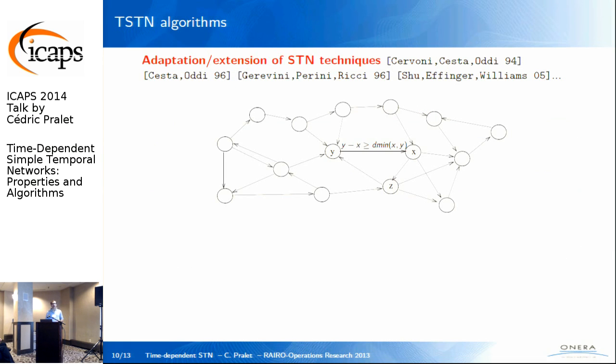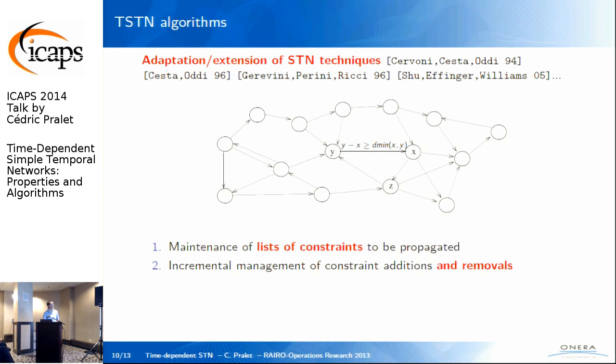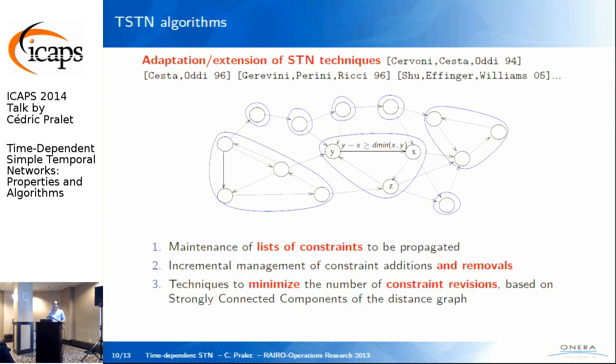On this basis, we define algorithms for TSTN. We adapted and extended existing techniques for STN, published by several authors. What we do is maintain at each step lists of constraints to be propagated, to be revised, and we propagate the constraints until the lists are empty. We have techniques, defined in the paper, for managing incrementally constraint additions and removals. We also have techniques to minimize the number of constraint revisions.